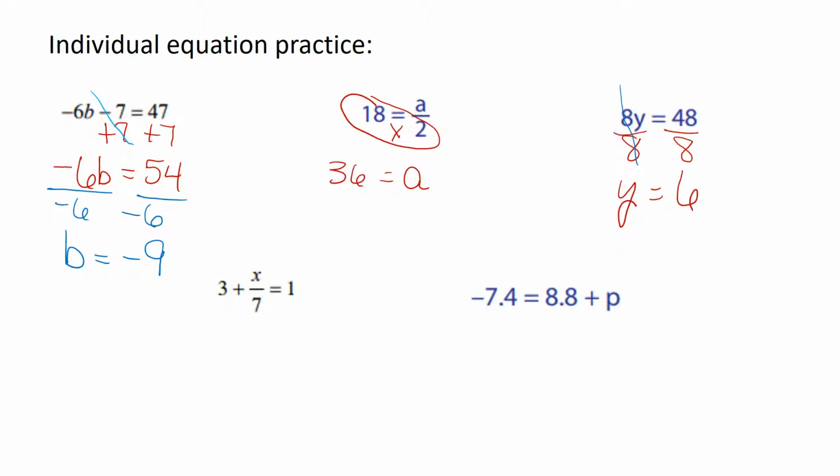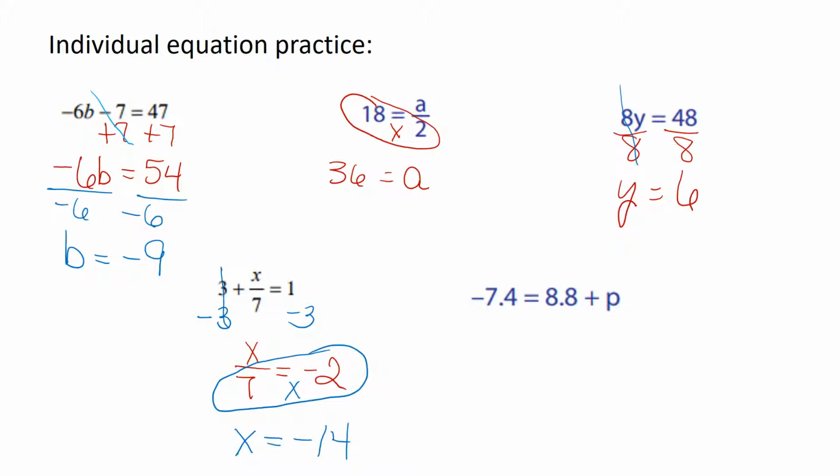The next problem, 3 plus x divided by 7 equals 1. I have to start out by getting rid of addition or subtraction. X divided by 7 is not addition or subtraction, so we need to get rid of the 3 first. The opposite of a positive 3 is a minus 3 or a negative 3. So these 3's will cancel over on the left-hand side, leaving me with x over 7 equals 1 minus 3, which is going to give me negative 2. In order to isolate the variable at this point, I need to multiply by 7. So x equals negative 14.